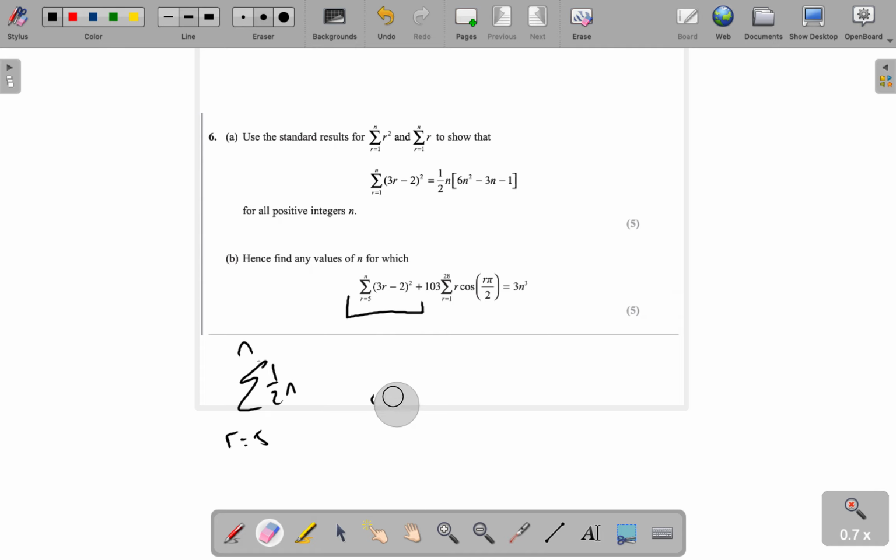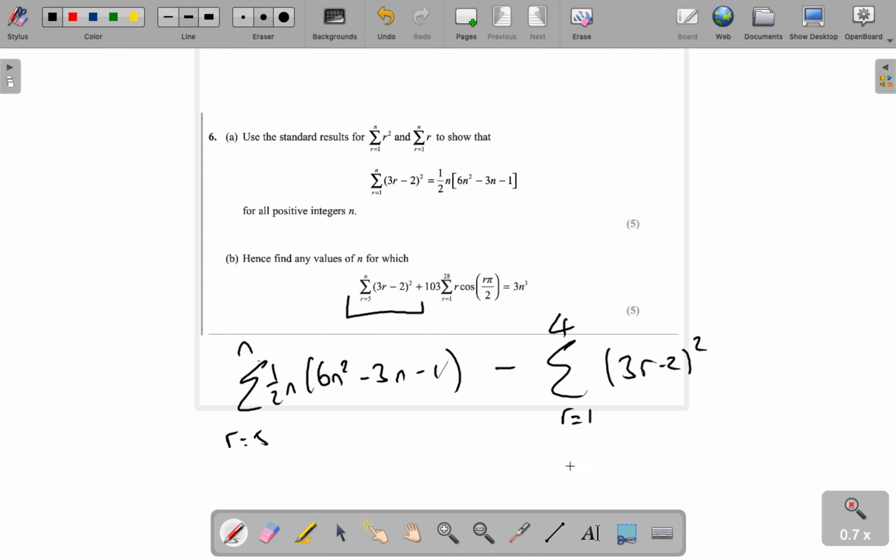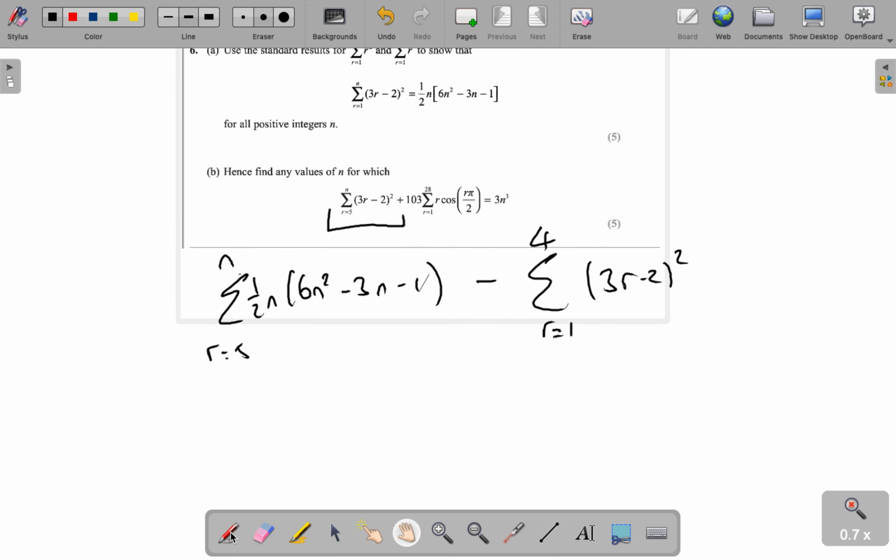So it's going to be the sum from r equals 5 to n. We substitute the result in here as before, but because we are starting from 5, we have to subtract away the result from r equals 1 to 4 of (3r minus 2) squared. And therefore, this becomes a half n (6n squared minus 3n minus 1), subtracting here a half.